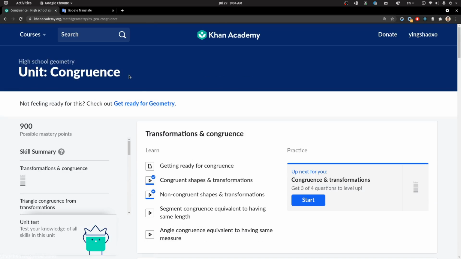And inside of this video, we have learned about the concept of congruence, which is for me another word for describing two objects are identical, the same, both the shape and the size.